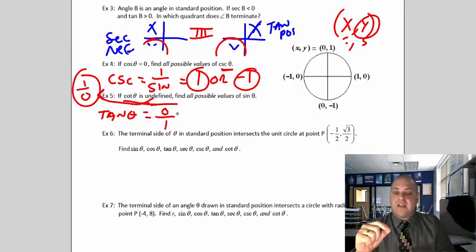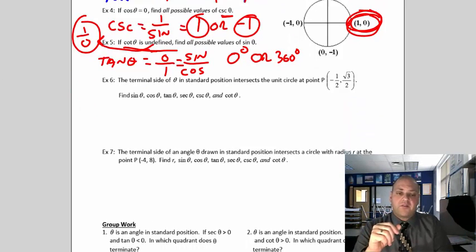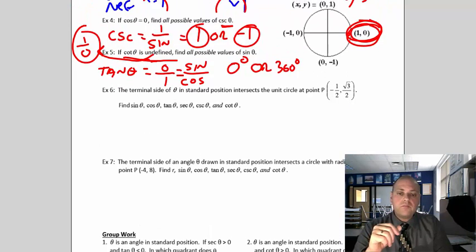Well, remember, tangent is sine over cosine. So where is the sine 0 and the cosine 1? The cosine is 1 and the sine is 0 right here. And that's going to be at 0 degrees, or 360. That's the only place where the cosine is 1 and the sine is 0. These are tricky. They're going to take some practice and probably some more explanations in class.